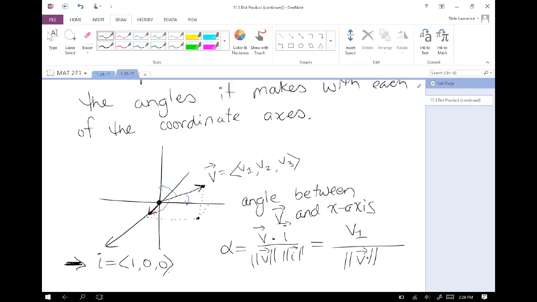Yeah, that's the component for the unit vector. If I wanted the angle with the y-axis, I could dot v with j, and I would just end up with v2 over magnitude v. If I wanted the angle with the z-axis, I could dot v with k, and I would just get v3 over magnitude v. Those are just the components of a unit vector in the direction of v.